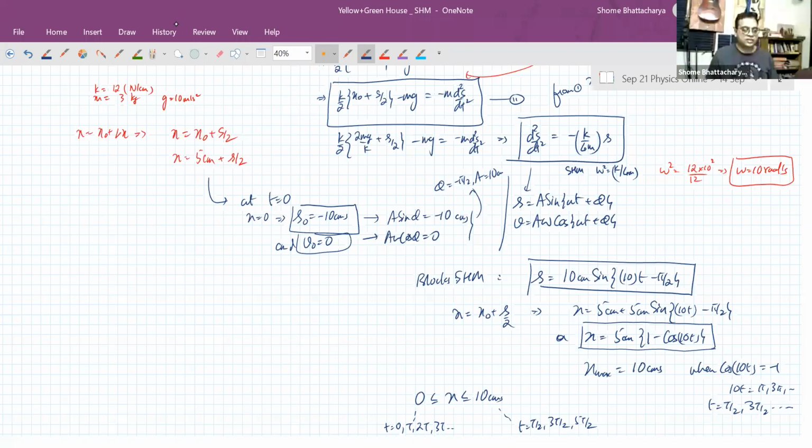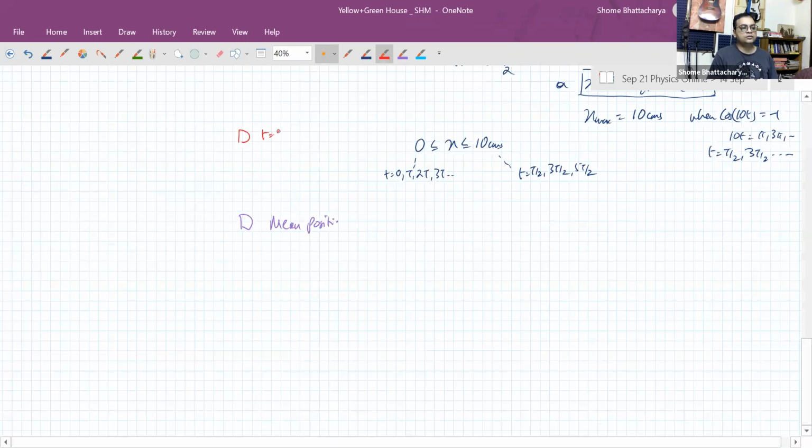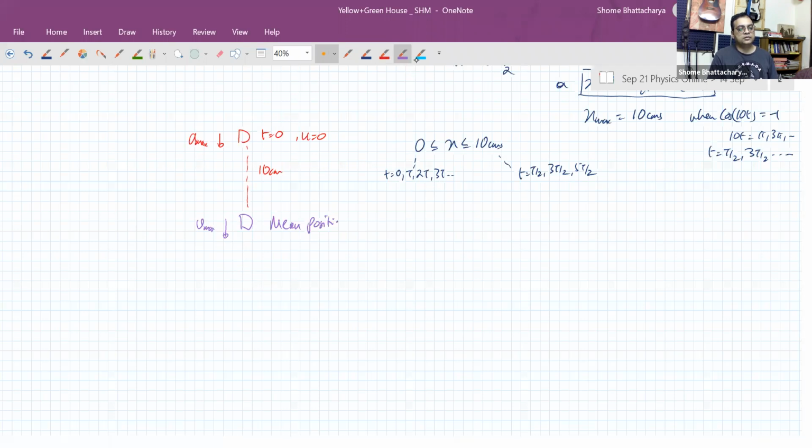Okay, people, so hope this is finally clear to all of you. So as far as the block is concerned, with respect to its mean position, it will be oscillating between 10 centimeters above it and 10 centimeters below it. So the block will be doing this. If this is the mean position, it will be starting from here at t equal to 0, with initial velocity 0 at 10 centimeters above this. And it will be starting with the maximum acceleration. And by the time it comes to the mean position for the first time, it has maximum speed like this.